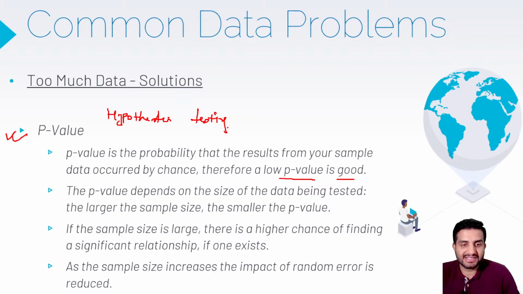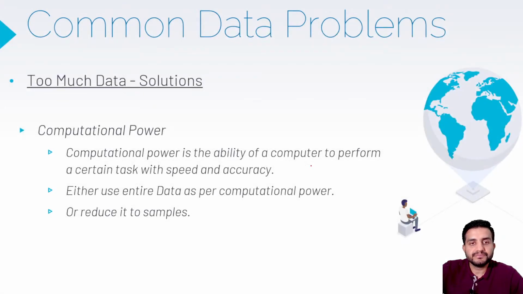And the P value depends on the size of the data. And obviously, if the data size is smaller, that means I have higher P value. Or if I have the larger data set, the P value will eventually keep on decreasing. That means I'm losing out on my random errors, which is happening as well. Right? So that's pretty much about my P value.